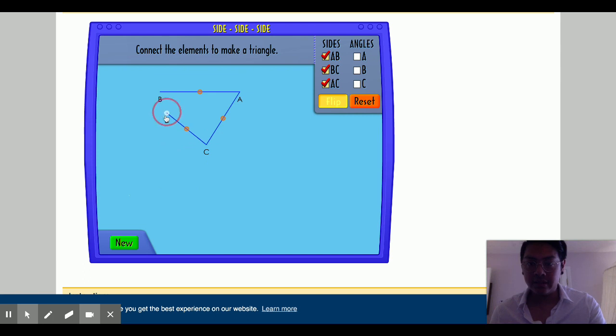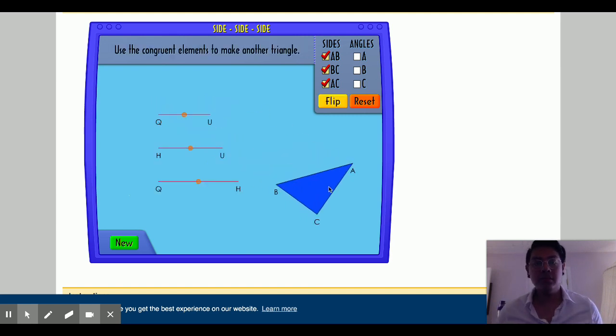Down, there we go. And then of course you have to adjust these here so that way you make a triangle. And there we go. So we've made our first triangle. We are going to use the congruent elements. So remember that these 3 side lengths are congruent to their corresponding sides. So let's make a triangle, and if they make the same triangle, then hey, we know that it is congruent.